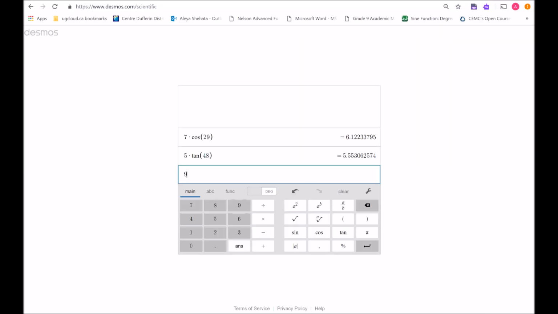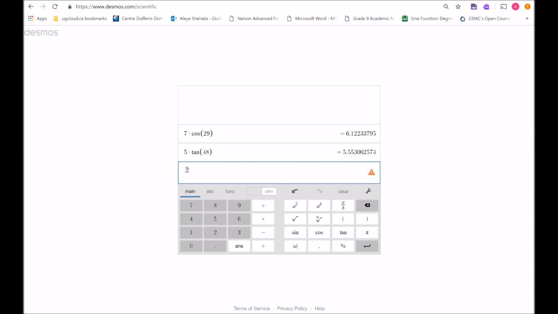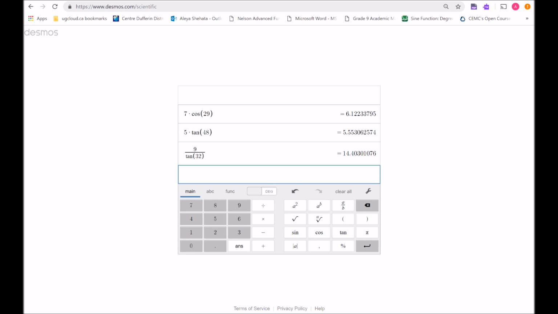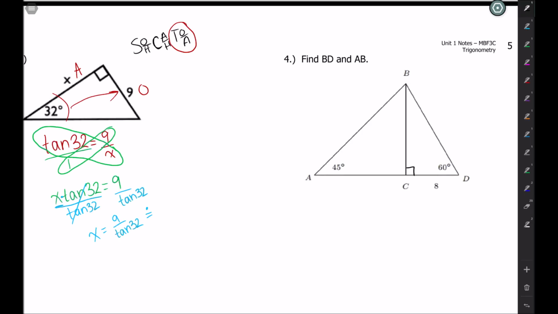So I'm going to type in 9 divided by the tangent of 32, and then press enter, and this is my answer here. Tenths place is the 4, 0 is the hundredths place, 3 is the thousandths place. The 0 that comes after this 3 tells us to keep the 3 the same, so my answer is 14.403. Okay, so this is approximately equal to 14.403, and I am done with this question.